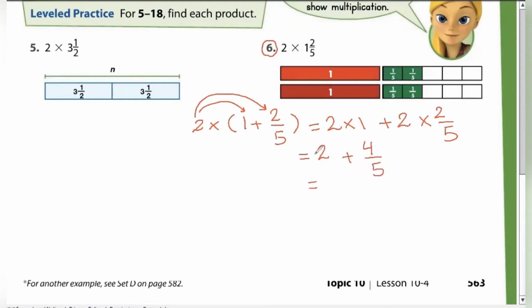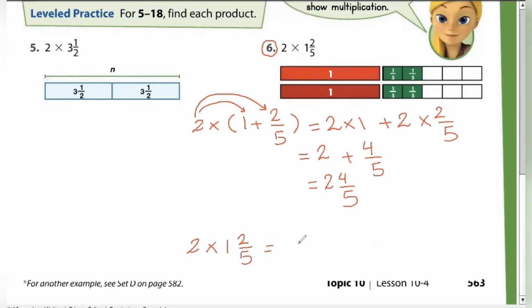I will add the whole number plus the fraction. It will be 2 and 4 out of 5. Look here, we have 2 wholes and 4 fifths. Or I can solve it by converting the mixed number into an improper fraction. How, teacher? 2 times 1 and 2 out of 5.